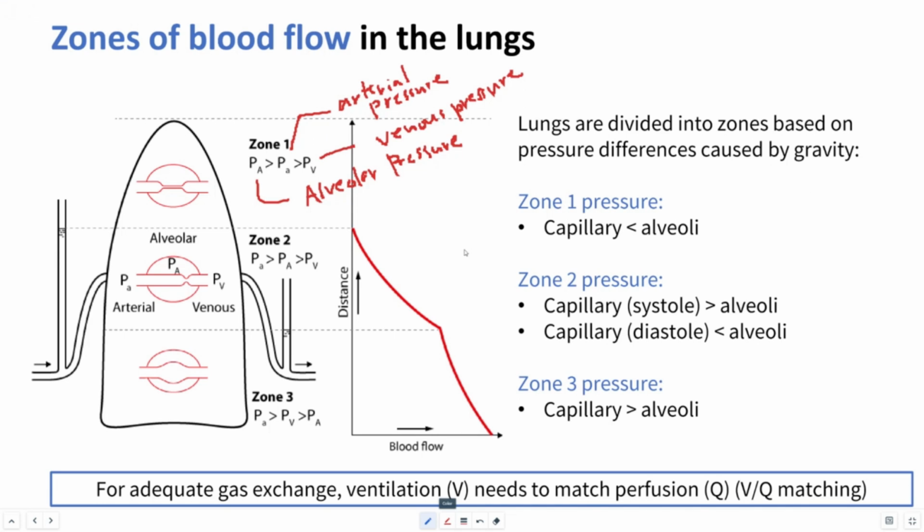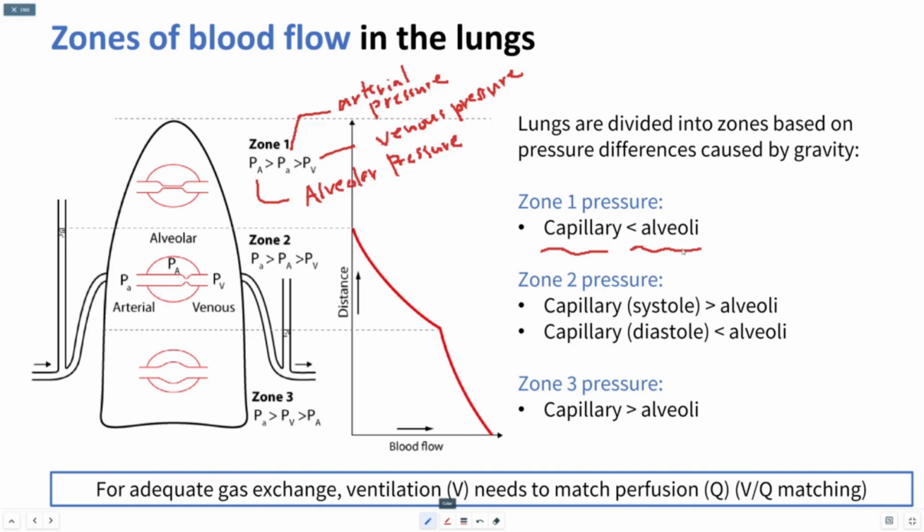In the first zone, the alveolar pressure exceeds the pulmonary arterial pressure and exceeds the venous capillary pressure. Therefore, the alveoli is greater than the capillary. Because of this, little gas exchange takes place. The blood flow is very limited. Zone 1 conditions are generally said to be absent from normal lung under physiological conditions.